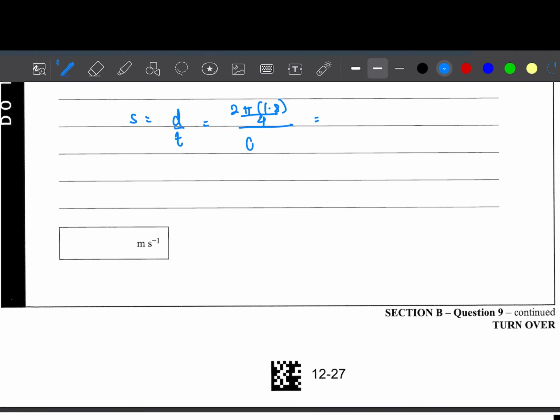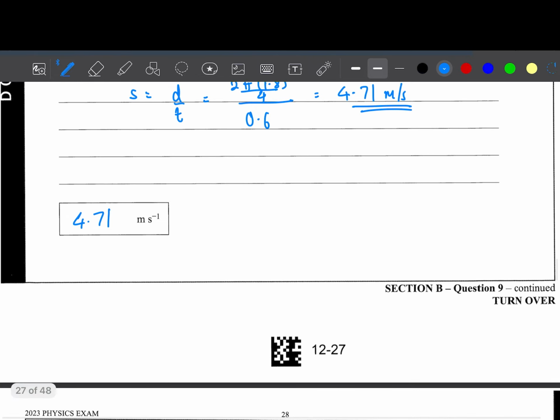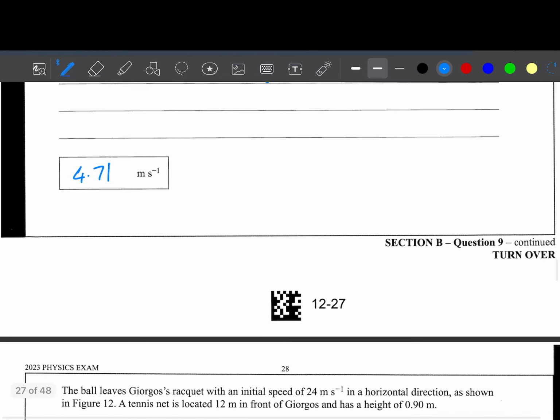So with 0.6, okay, never mind, so 4.71 meters per second. I don't know which one is right, but I think we have to go with 0.6 because they said that it's going to be like 1.2, so I just divided by 2. Yeah, if it's wrong, just let me know down in the comments and I'll be clarifying it.